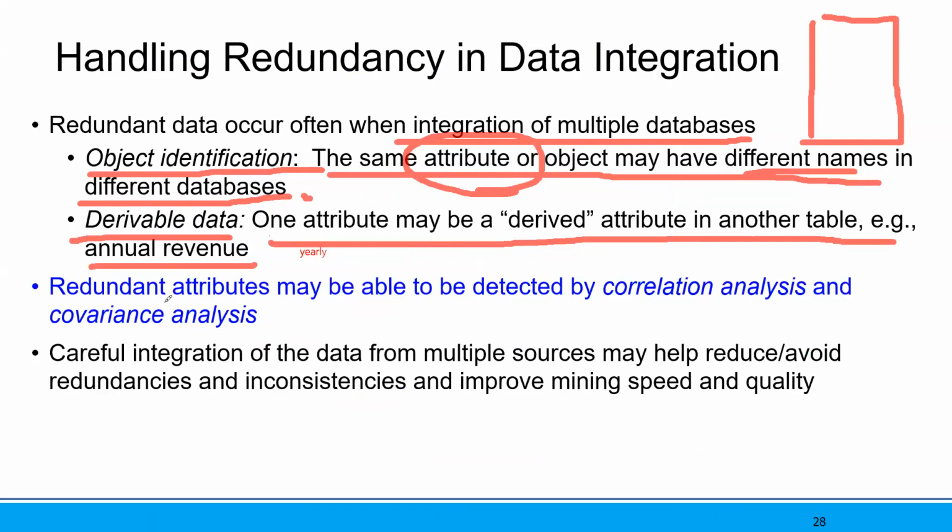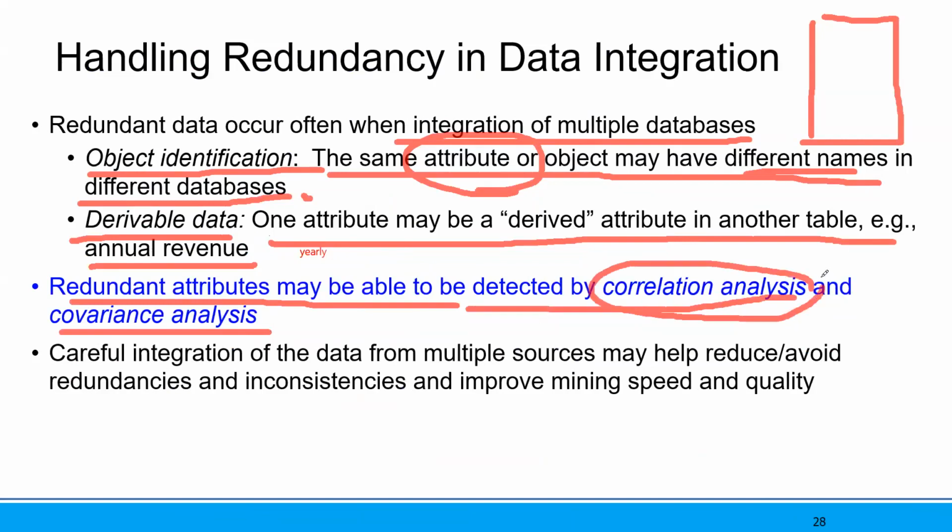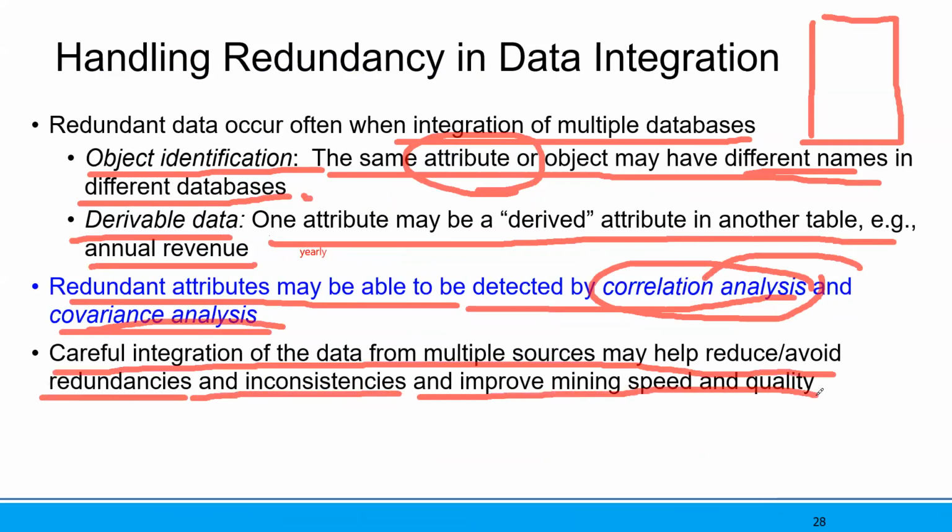The redundant attributes may be detected by correlation analysis and covariance analysis. You already learned the correlation analysis. I will not discuss the covariance analysis, but we can just use the correlation analysis. Careful integration of the data from multiple sources may help to reduce or avoid redundancy, and it reduces inconsistency and improves the mining speed and quality.